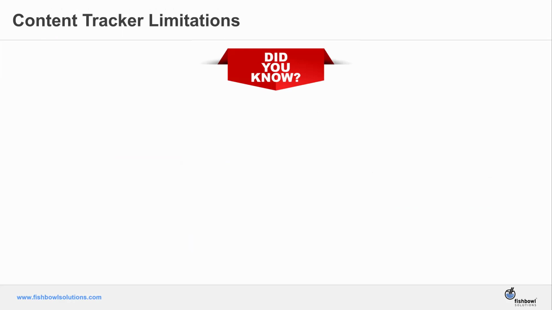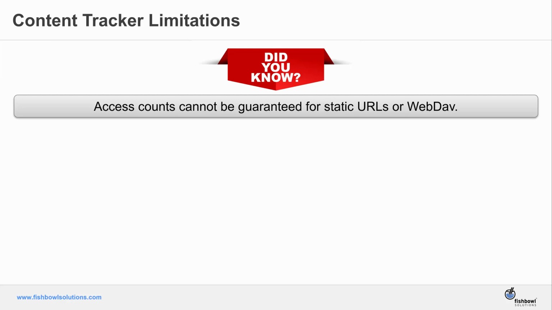Just want to make sure everyone's aware of some of the limitations of Content Tracker. So the first one here is really around access counts for static URLs or WebDAV. If a user accesses a document through WebDAV and then accesses it later, only the first count is recorded. For static URLs, if users save this URL for access later and the file is revised, making that link invalid, Content Tracker records this as a successful delivery. So you might have some higher counts than are really actually what they should be.